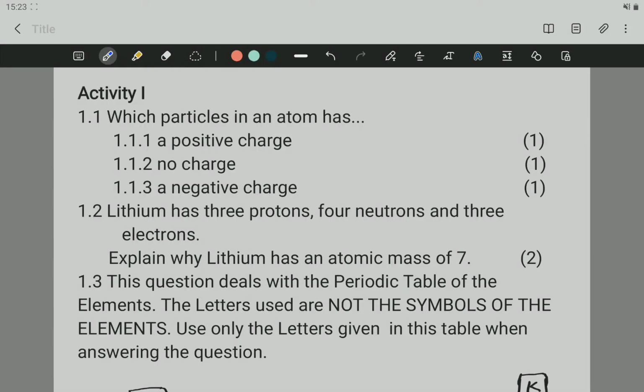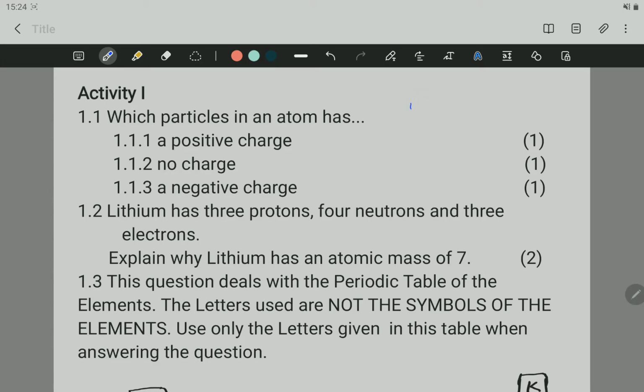I'm going to make another video about the atom, electron configuration, and the periodic table, okay? I apologize for my voice, it's a little bit sore, but eventually it will be fine. So this question will help you for the coming control test. See which particles in an atom have a positive charge. Remember, atoms have three different types of particles, right?